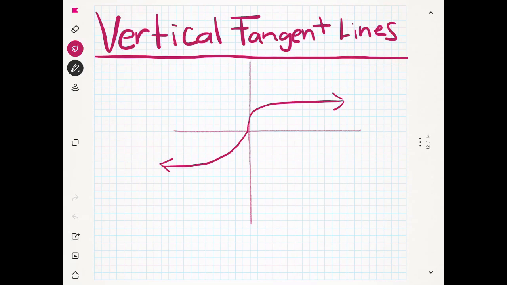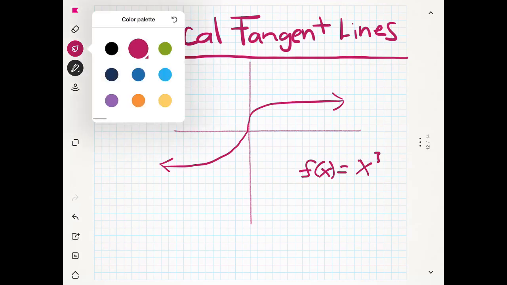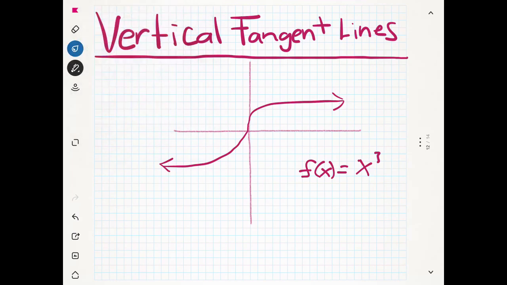Vertical tangent lines. All right. So with this one, I think this is a graph of f of x is equal to x cubed, right? So with this one, the problem is it's not so much that we have multiple tangent lines. For x equals 0, we have a vertical tangent line. So we have a tangent line that goes like this.